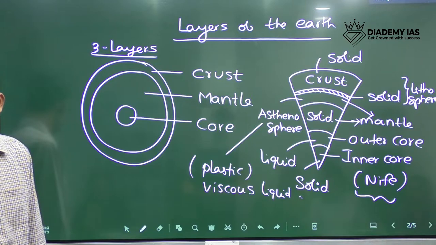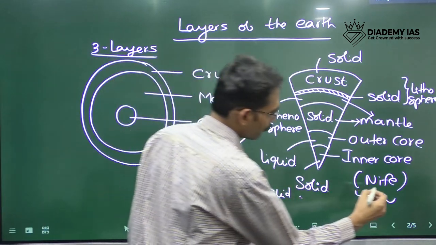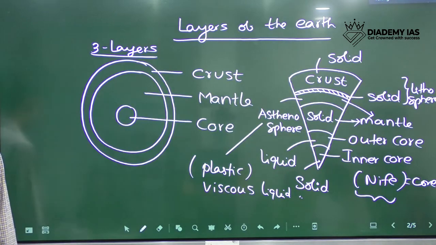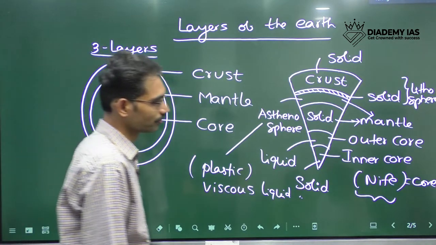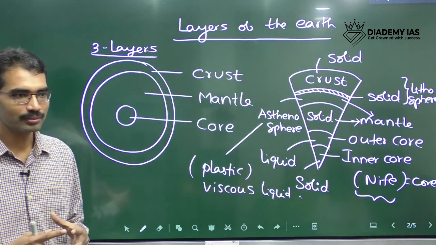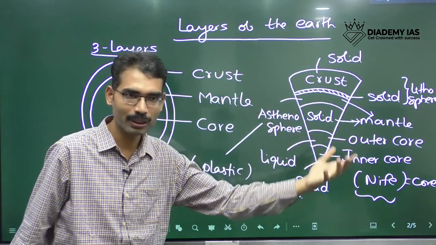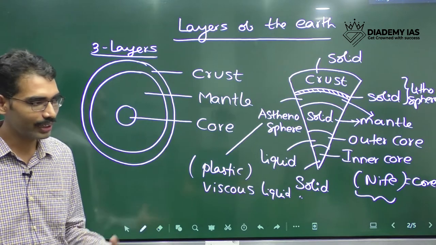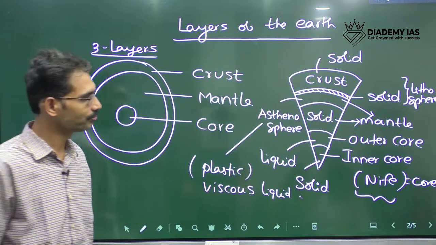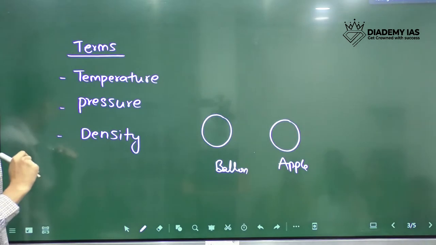Nickel? Both in core. But this nickel and iron combination is very solid in case of inner core, but when it comes to the outer core side, that is becoming liquid. So when you take the iron ore and increase the temperature, then that becomes liquid form. That is the density part.